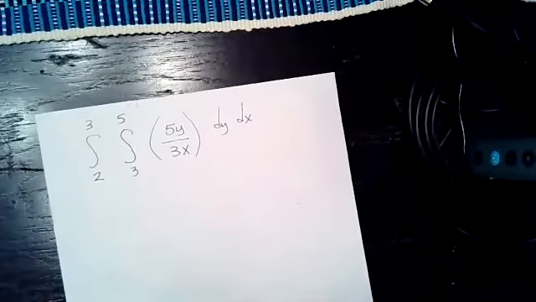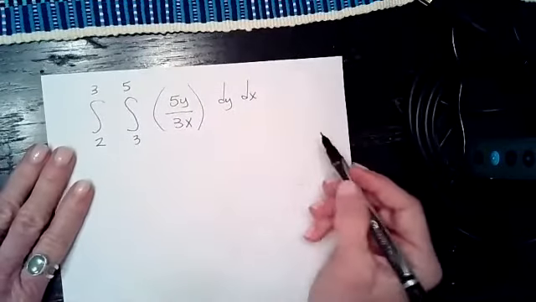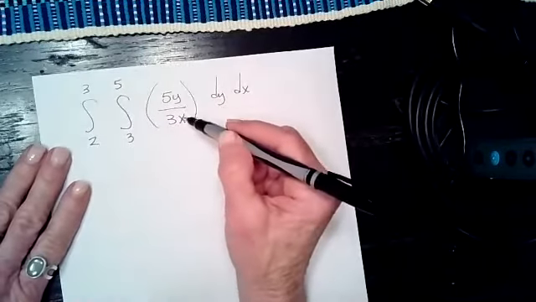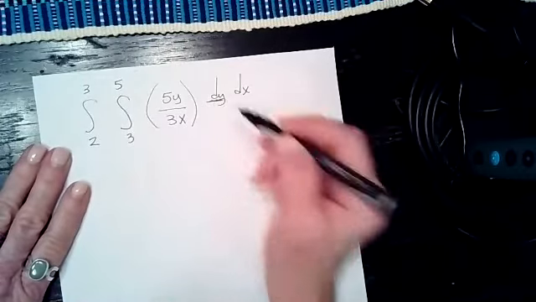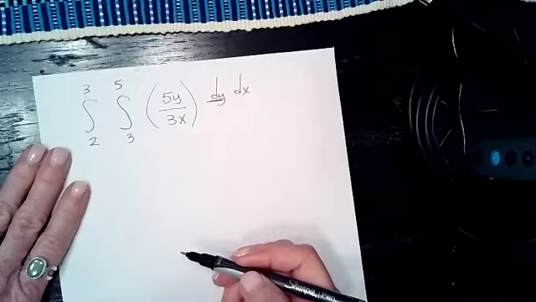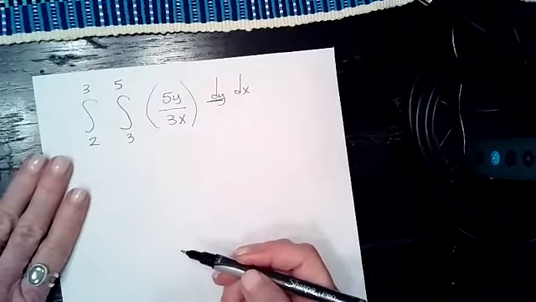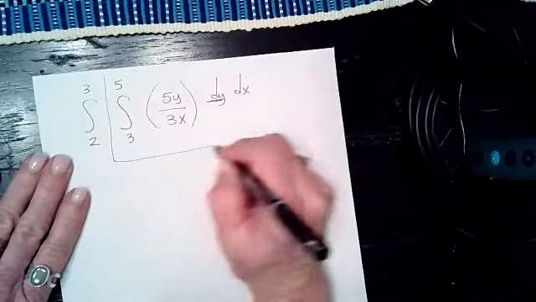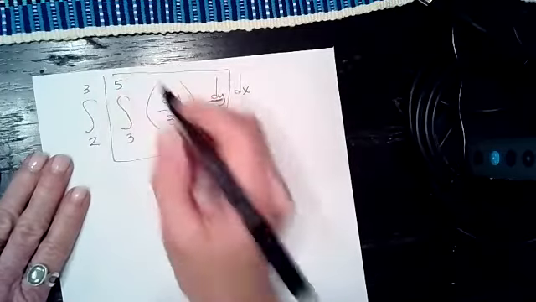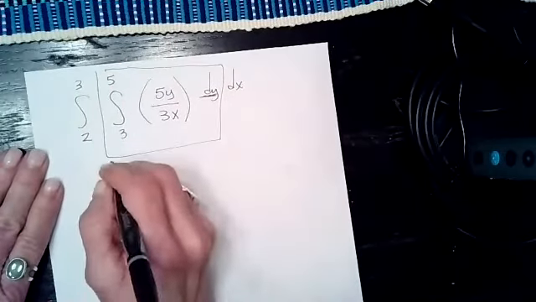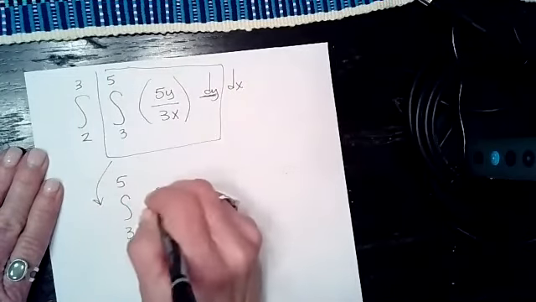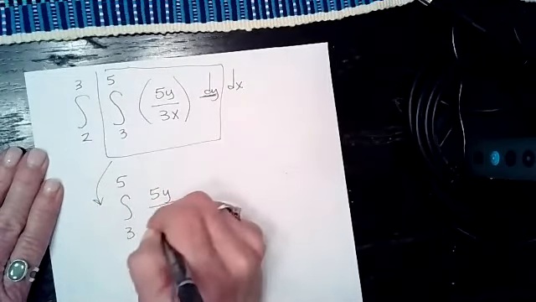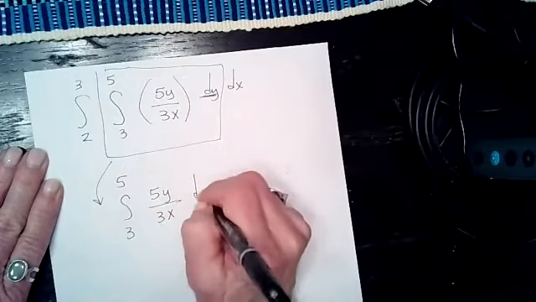Okay, so anytime you have a fraction, you're going to have your y term over your x term. And you want to integrate it first with respect to y. It won't always be set up like that, but I'm going to talk about that later. So let's do our inside term, okay? And I'm going to integrate from 3 to 5, 5y over 3x with respect to y.